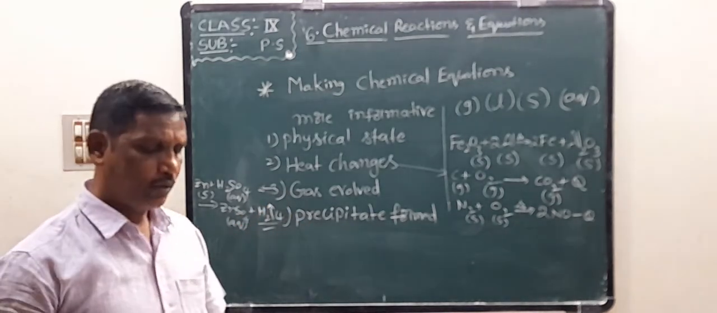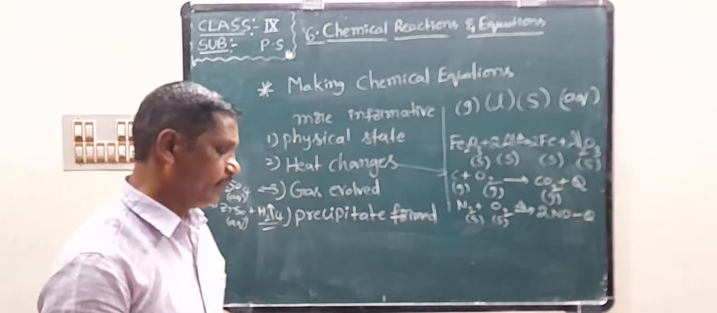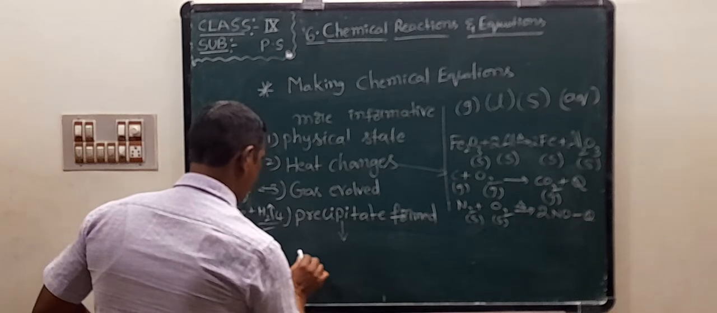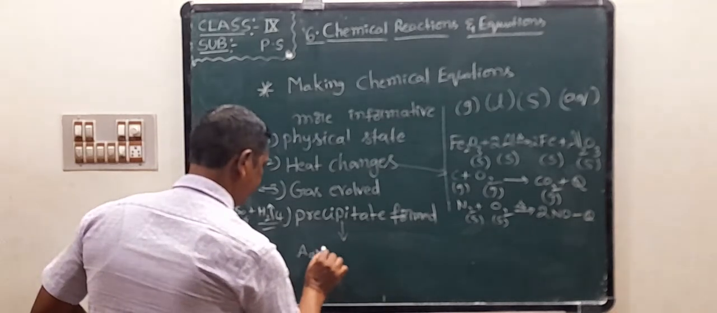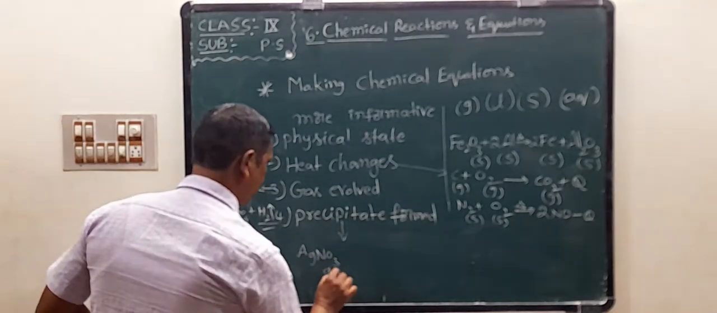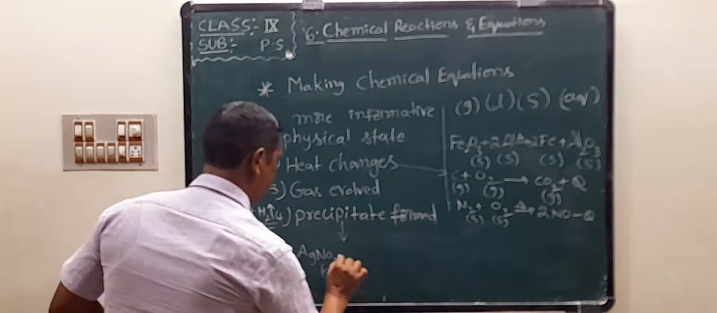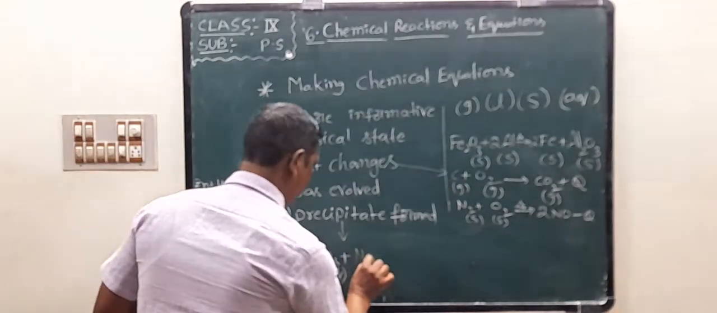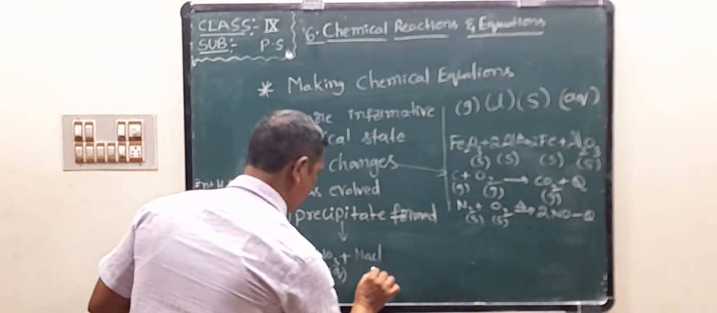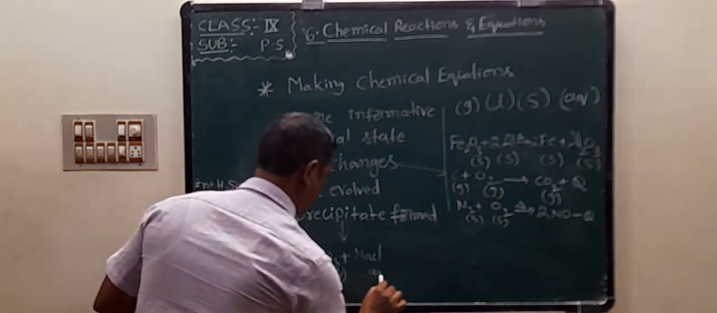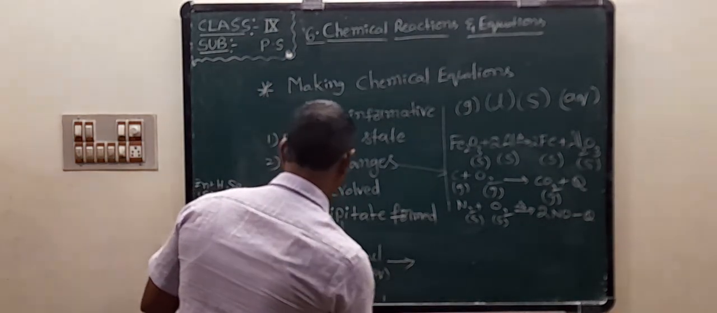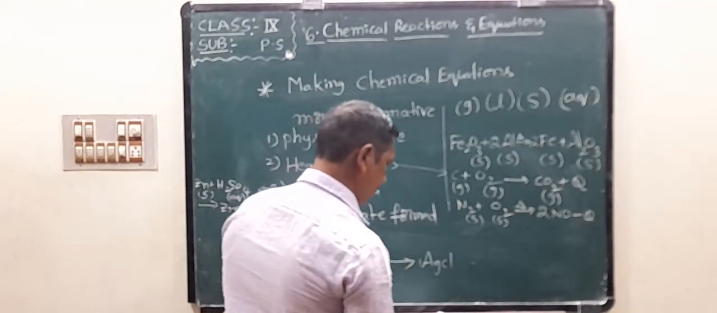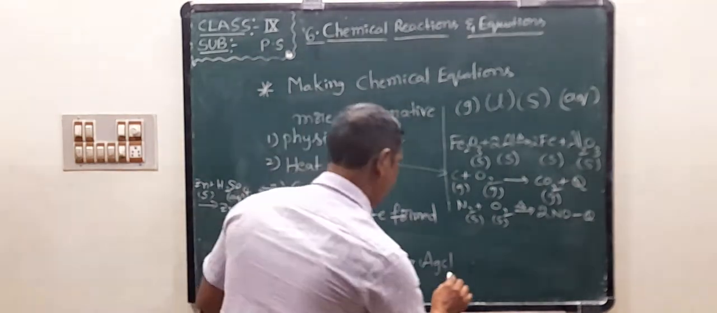Okay, AgNO3 plus NaCl. This is a precipitate reaction. AgNO3, silver nitrate, is an aqueous solution, aq, plus NaCl, sodium chloride in water, also called an aqueous solution of NaCl. It gives rise to AgCl. This is the precipitate, AgCl.